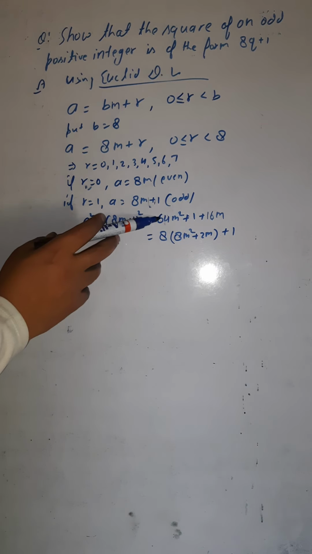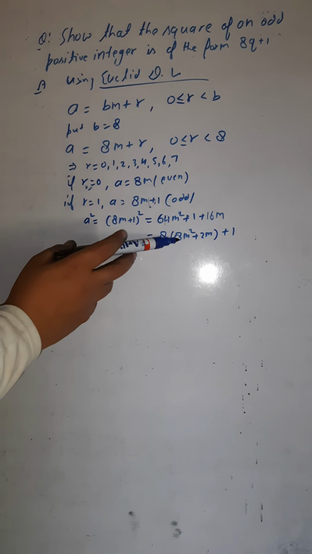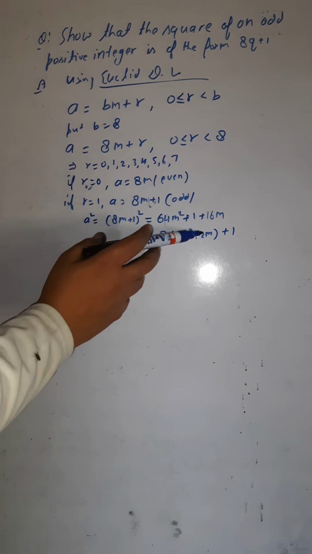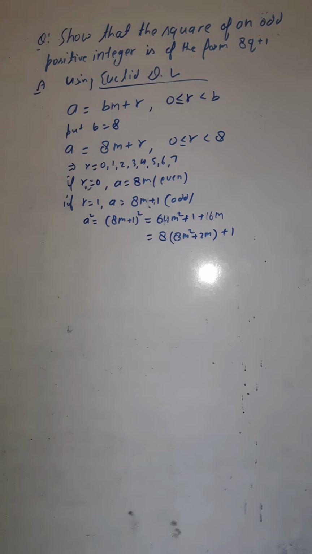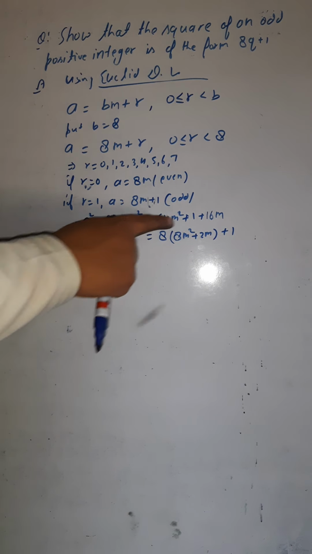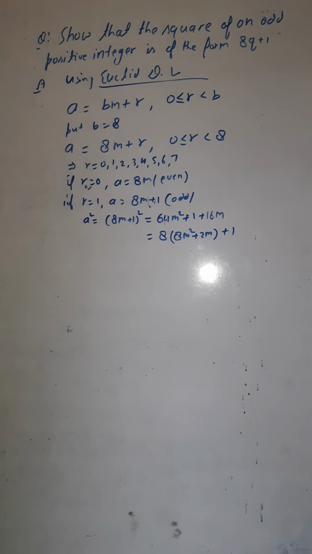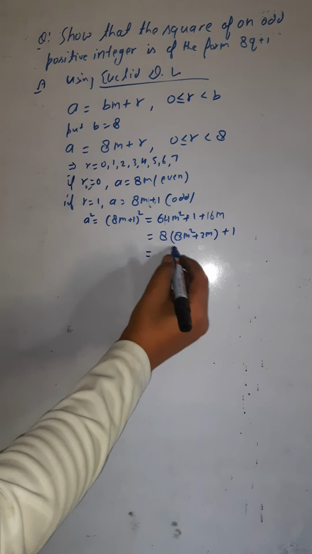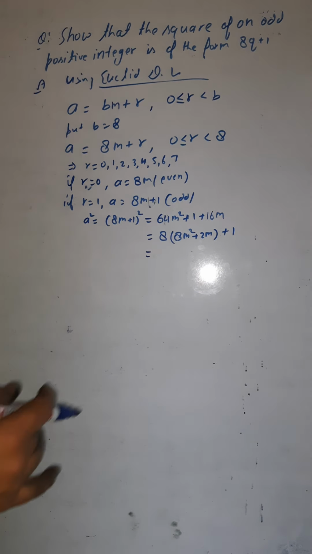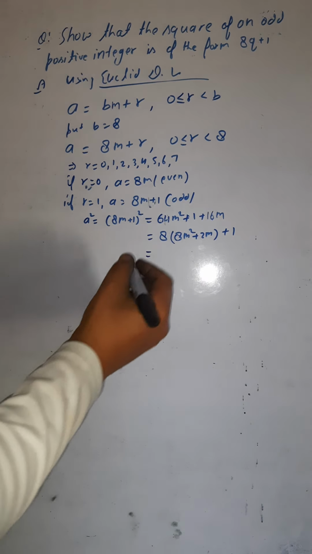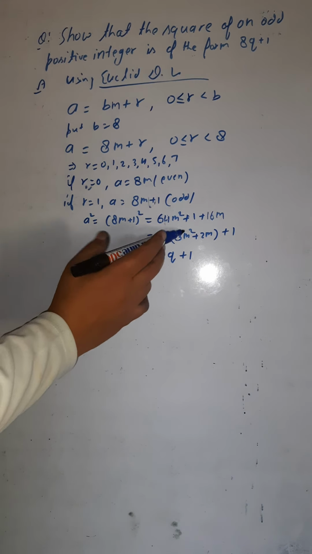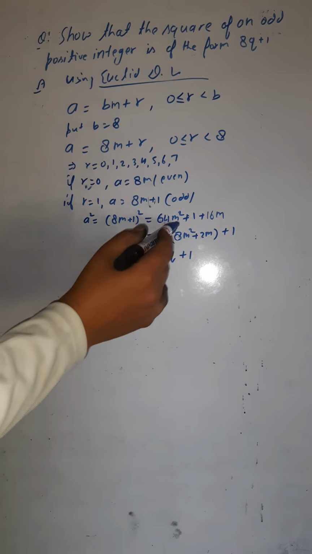If I am taking 8 common, this would be 8 times 8m square plus 8 times 2m, because 8 I have taken from 16, 2 would be left here, and m is already there. So it would be 8 outside, this inside, plus 1 remaining outside, because you cannot take 8 common out of 1. Okay. Now this you can take as some integer, let's say this complete expression is q. So I can write it as 8q plus 1, where q is equal to this. Are you getting it?